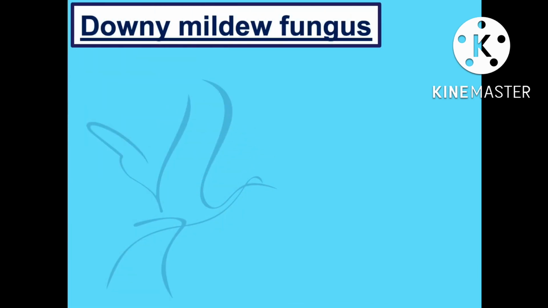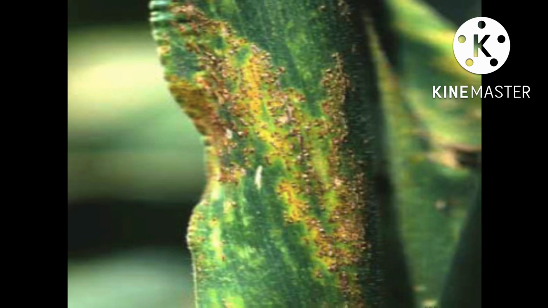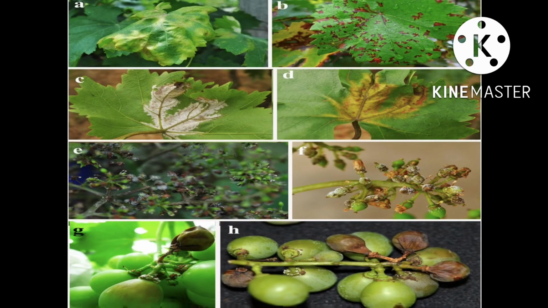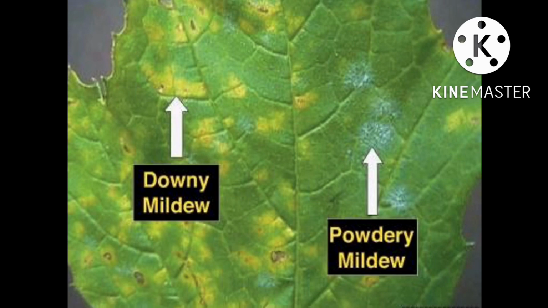Now the next example is downy mildew fungus. Many genera belonging to Mastigomycotina like Sclerospora, Peronospora, Plasmopara, etc. cause downy mildew disease in crop plants. Symptoms of the disease appear on the host surface in the form of cottony or woolly mycelial growth.